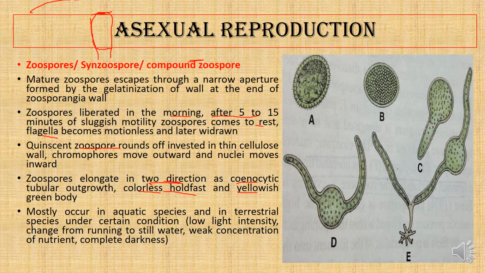So we see that the zoospore after liberation swims, then comes to rest, then it germinates into a thallus. This is the entire process of germination, from the zoospore to the period of rest. Then we see the germination of the tubular structure.